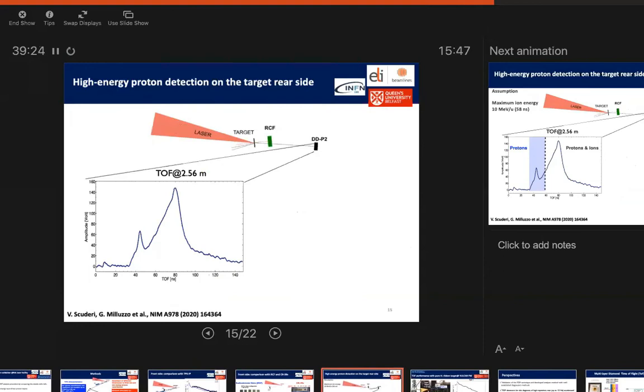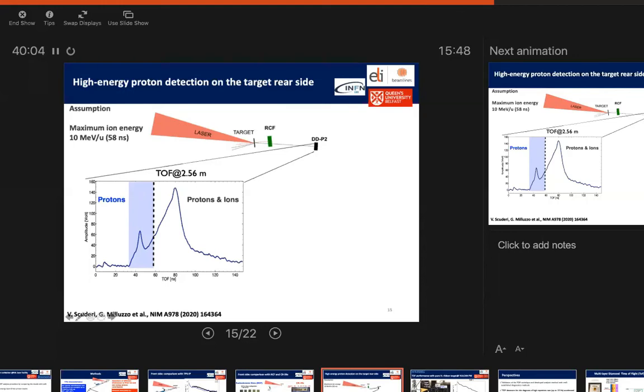So the target is the same. Yes, it was always the same. For the last two shots of the experiment, we placed the diamond detector in the forward direction, but here we didn't have the Thomson parabola, so we just assumed that the maximum energy of carbon ions was 10 MeV per nucleon. This assumption was based on a publication from the Queen's group in the past, but experimentally we couldn't have this information.